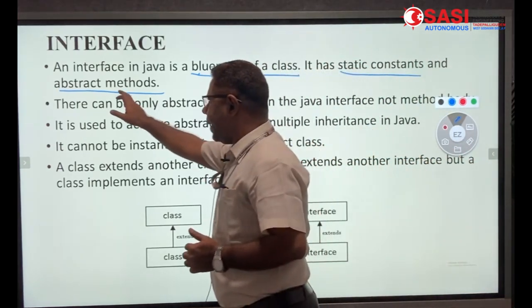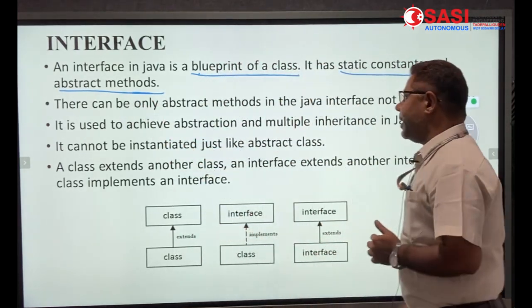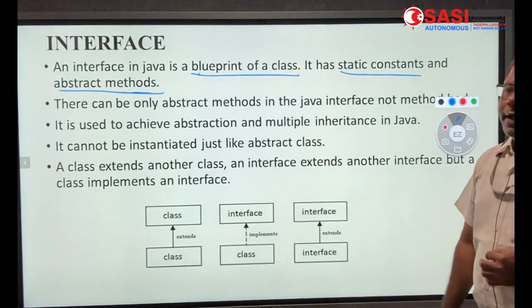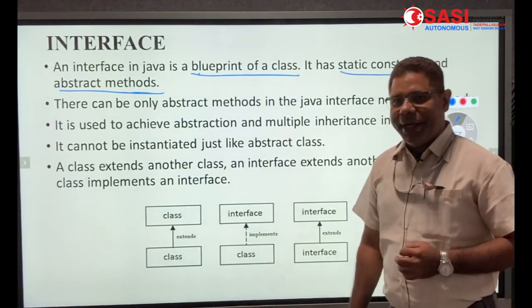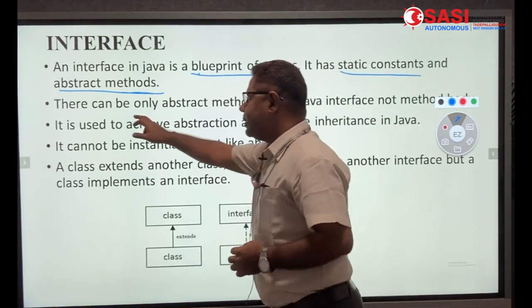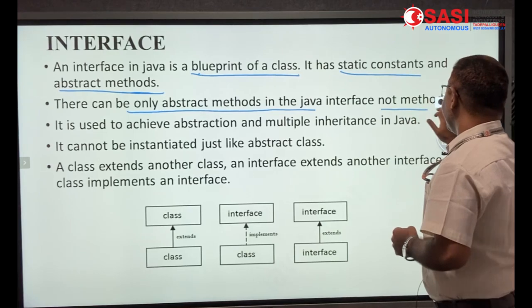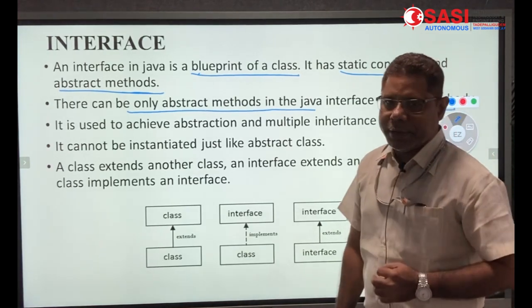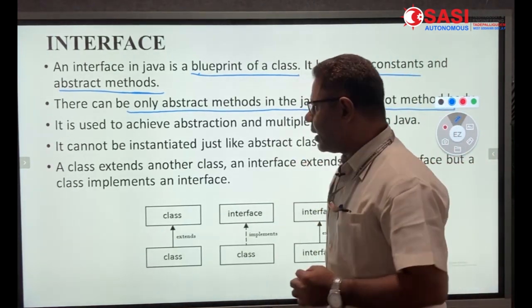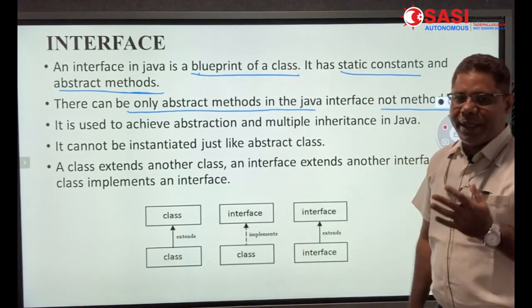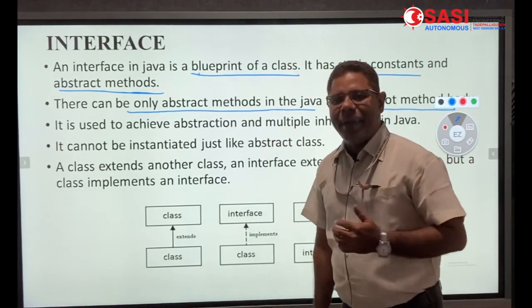So what are abstract methods? An abstract method is a method that does not contain an implementation. So in interfaces we have abstract methods in Java. A method that does not contain the body is called an abstract method.